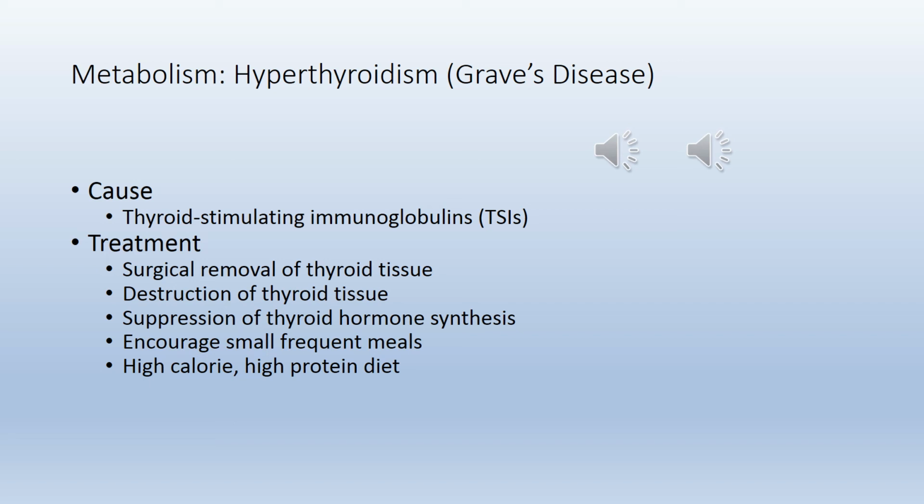Rapid movement of food through the GI tract may result in nutritional imbalance and further weight loss. To reduce diarrhea, highly seasoned foods and stimulants such as coffee, tea, cola, and alcohol are discouraged. High-calorie, high-protein foods are encouraged.